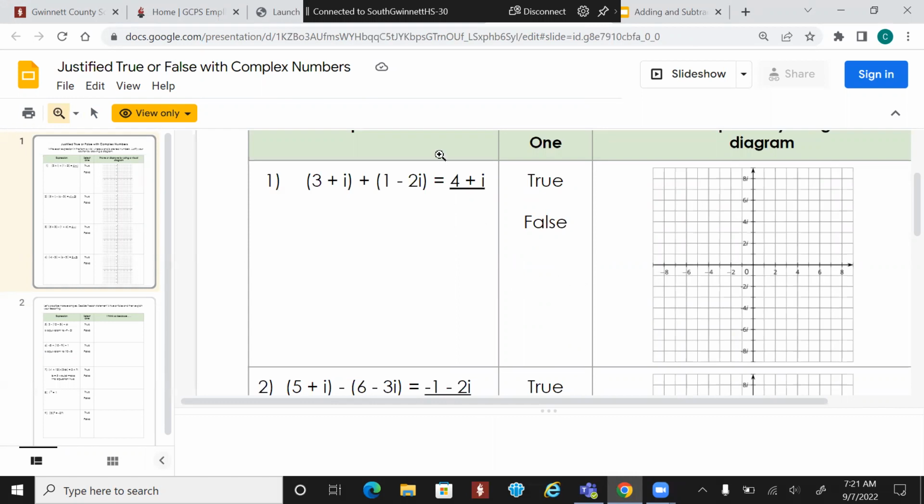So if I were looking on the left-hand side, I would start at 0, 0 and go to the right 3. And I'm going to go up 1 because it says plus i. Then it says plus 1, so I'm going to go to the right 1. And then down 2i. Okay. So my new point should be 4 minus i. Is that the same thing as 4 plus i? No. So I'm going to say false.